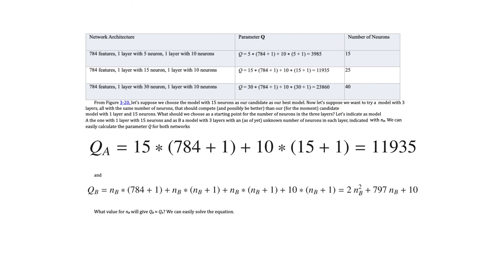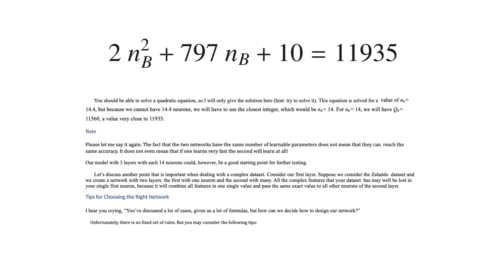Let's indicate as model A the one with 1 layer with 15 neurons and as B a model with 3 layers with an, as of yet, unknown number of neurons in each layer, indicated with NB. We can easily calculate the parameter Q for both networks and what value for NB will give QB almost equal to QA. We can easily solve the equation. You should be able to solve a quadratic equation, so I will only give the solution here. Hint, try to solve it.